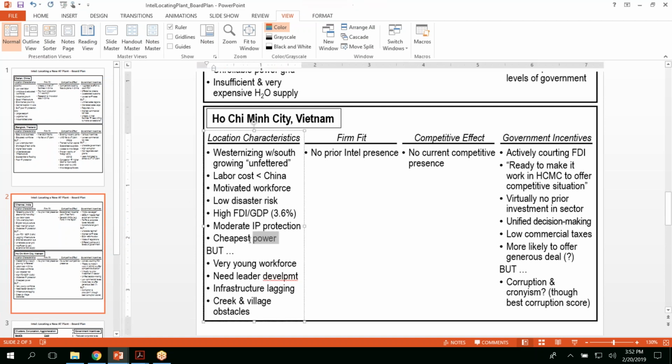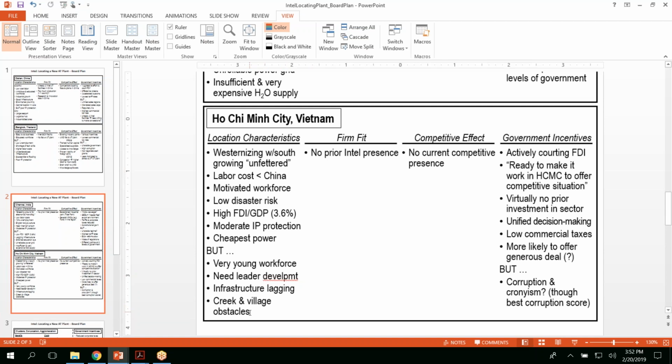They have the cheapest power. From exhibit, I think it's exhibit 6 again, the cheapest power. Exhibit 5 says they have moderate IP protection, which doesn't sound great, but it's better than China or India. A very young workforce. It says I think it's like 50% of the population is under 25, and only 25% are male because of the impacts of the years and decades of war. Right, the older generation has been decimated, and the men have been decimated. So they really will need leadership development there if they go there.